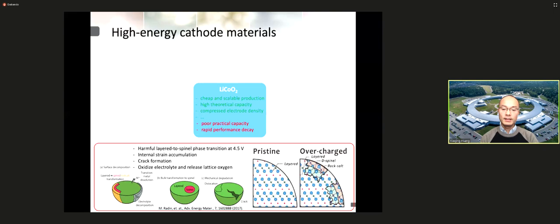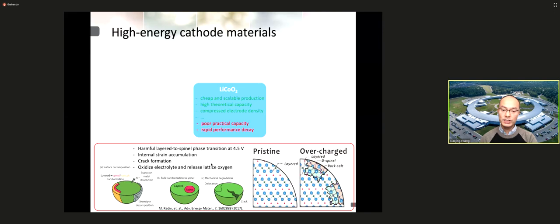There are a lot of studies to figure out what the problem is. One of the reasons is that when these particles are charged up to 4.5 volts, it triggers a phase transition. This phase transition initiates internal strain, and this strain can accumulate through the charging process, which eventually will create cracks and deform the particle, and it also triggers some harmful reactions that reduce the functionality of the whole system.